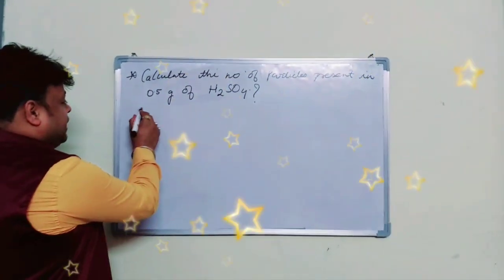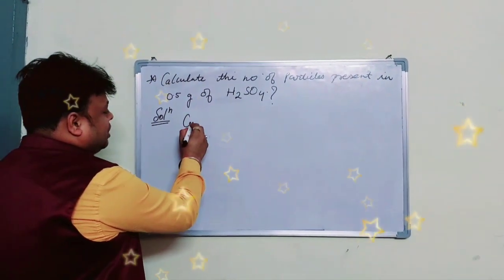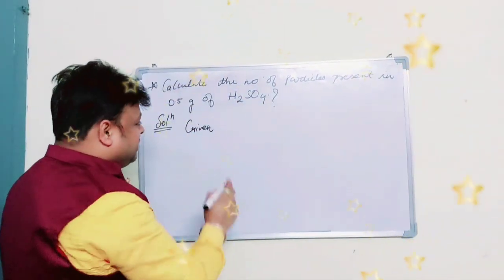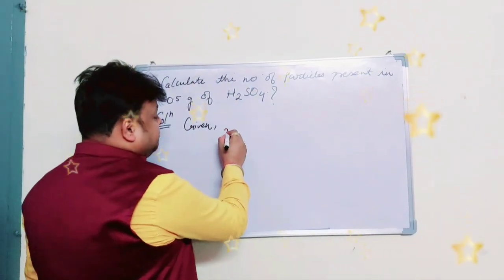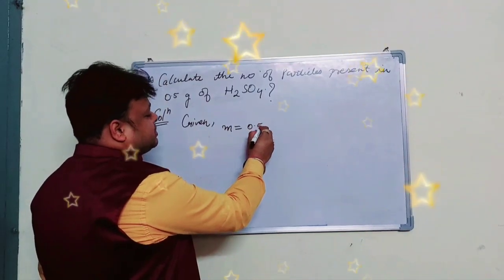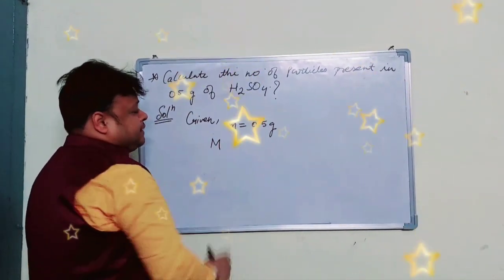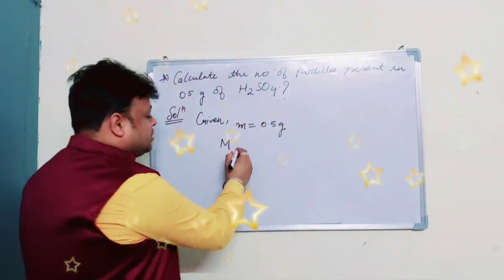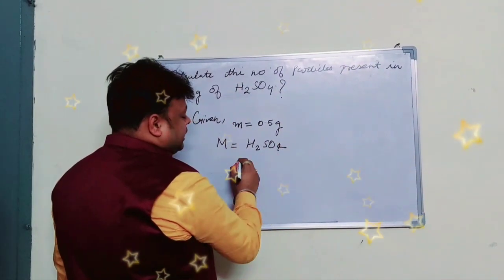First of all, you have to write down the solution like this. Then what is given, you have to write down given. Given में हमें क्या क्या दिया हुआ है बेटा, ये ध्यान दीजिए. Just see, we have been provided with small m, the given mass, 0.5 grams. Then we have capital M, which we can calculate from the molecular mass of H2SO4. So here we go, it is H2SO4. So we can calculate it.